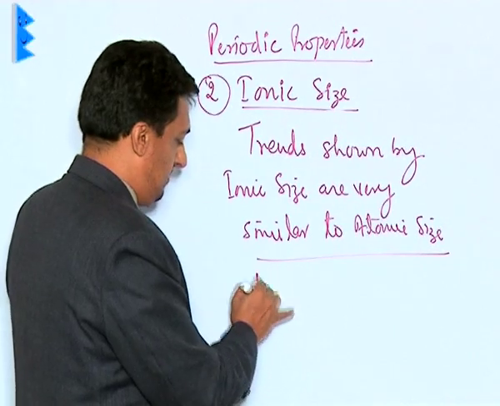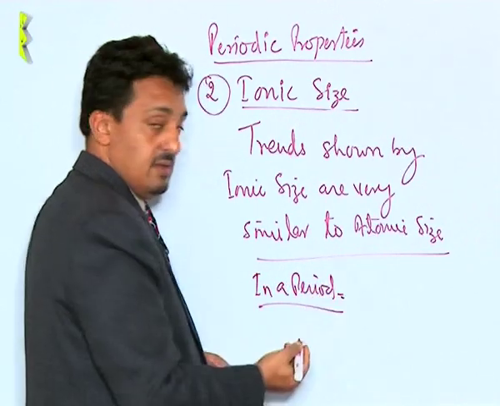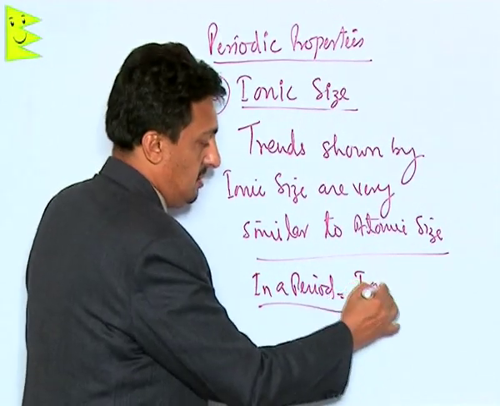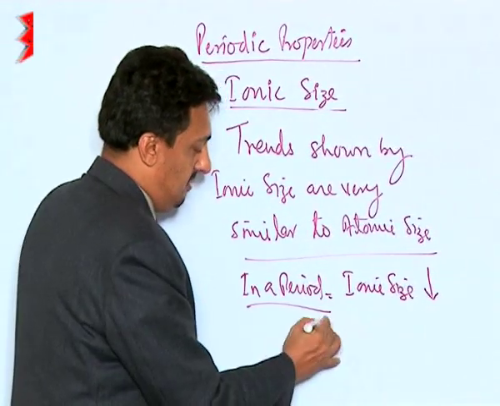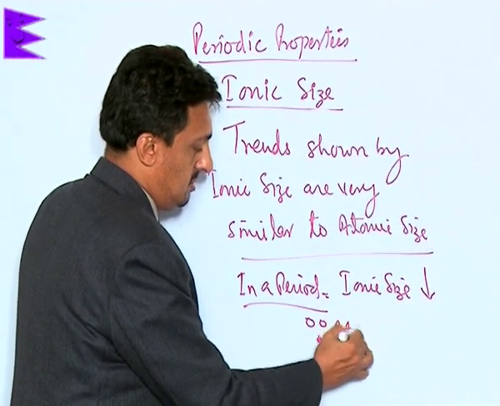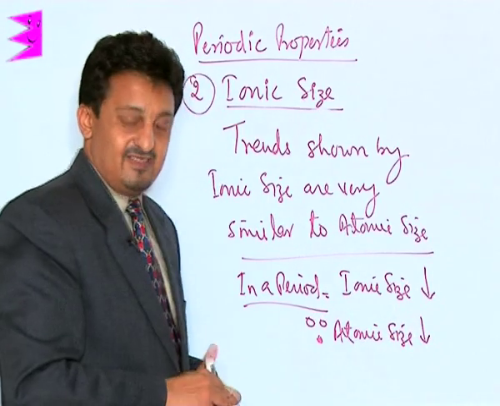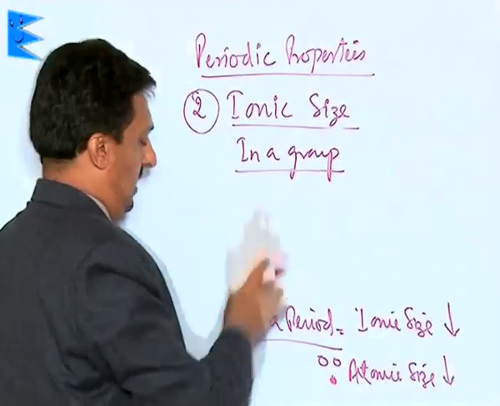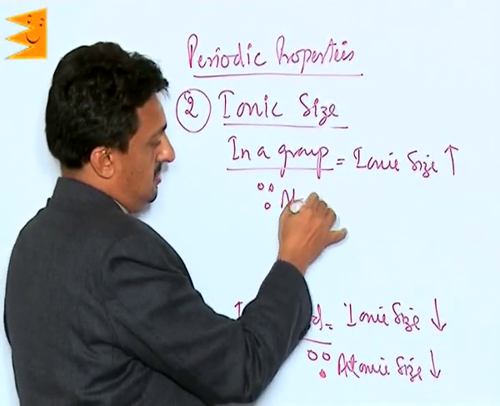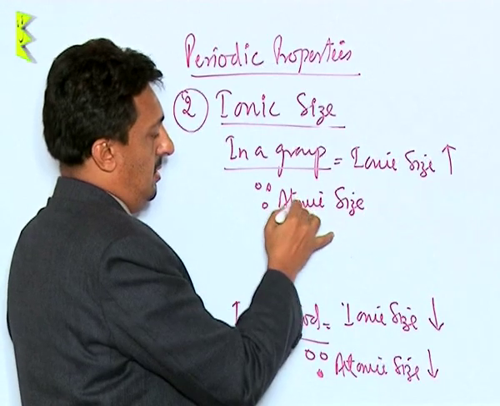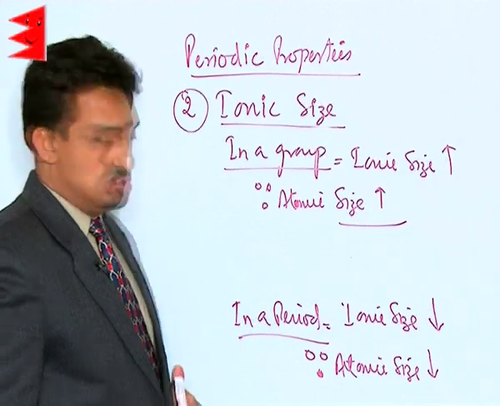So in a period, it's very obvious, ionic size decreases. Why? Because atomic size decreases. Similarly, in a group, ionic size increases because atomic size increases. So the trends are very much usual.